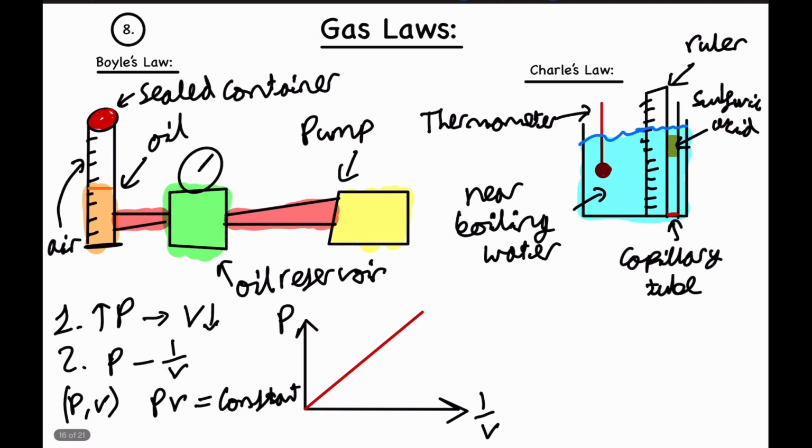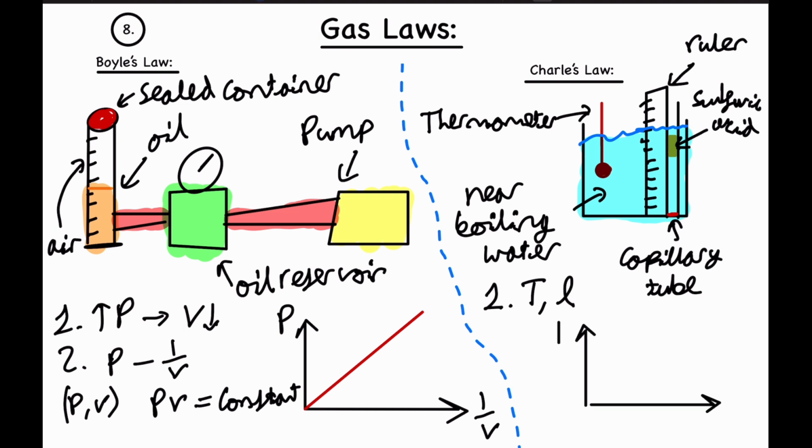So the first step would be to see as the water cools. So you put in the near boiling water, and as the water cools, the acid should go down. And here you would take readings for temperature and take readings for the length of the column using the ruler. And you should be able to draw a graph of T and L, so temperature and the length. And you should get a straight line graph like this.